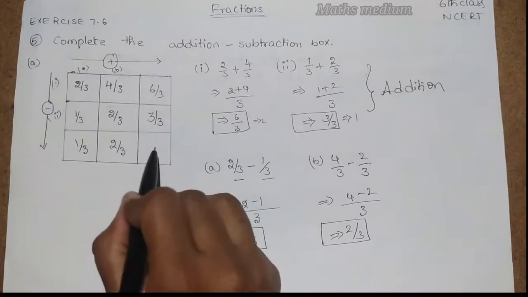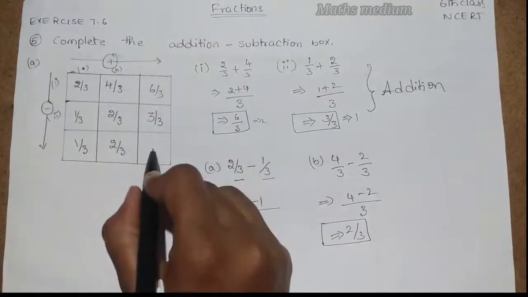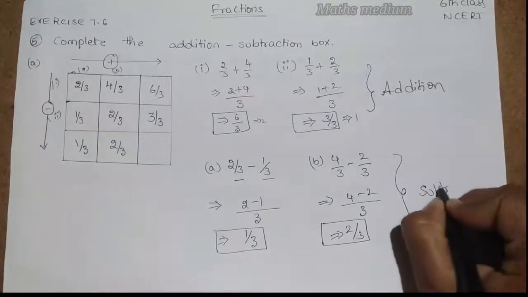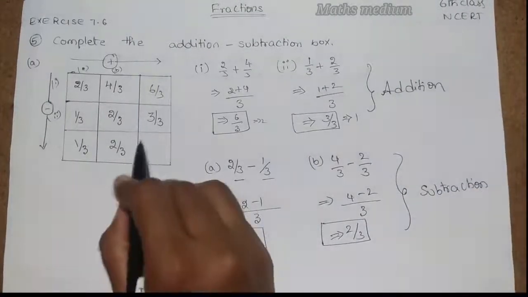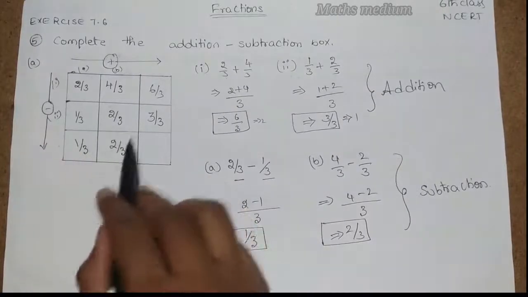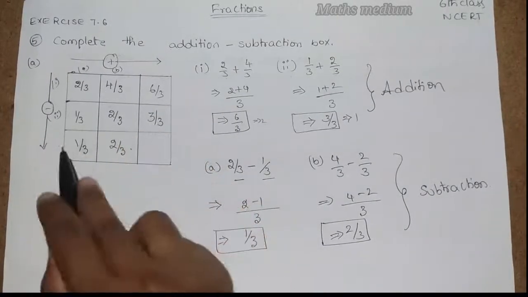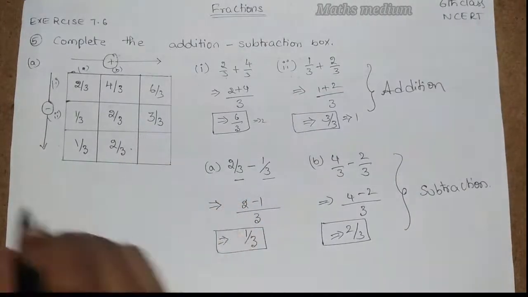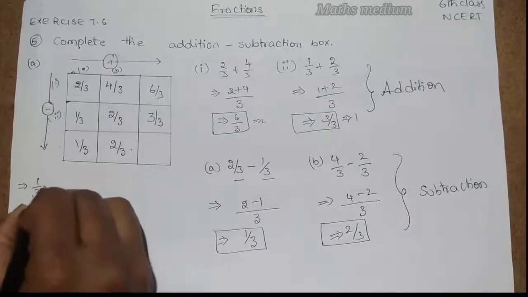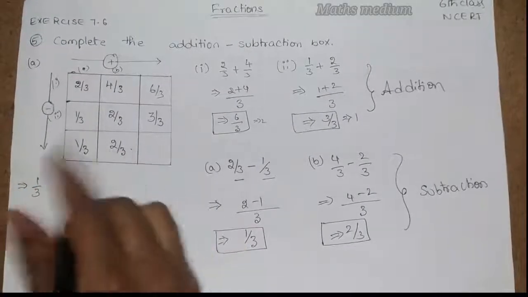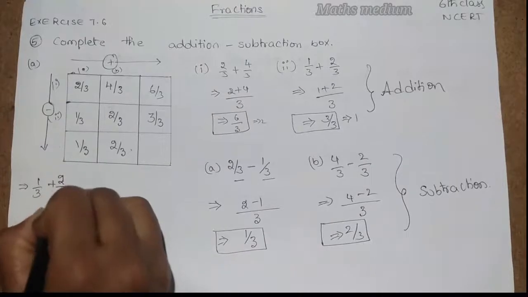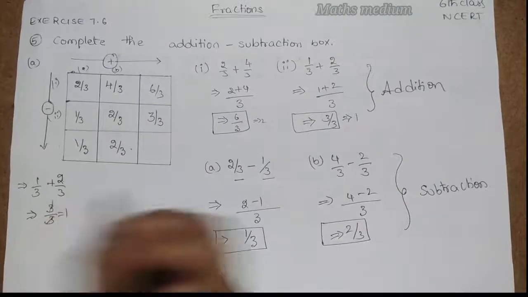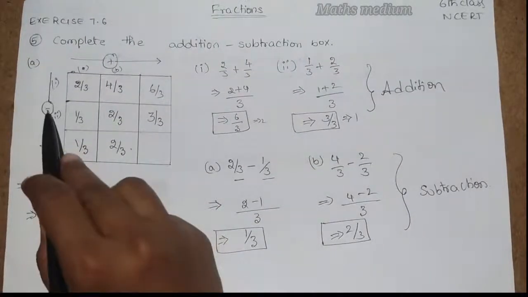Now we have to fill this box. So take this one and another as this one. So this is subtraction. Now we have to fill this box. In order to get this, I am solving this and this. We get the answer equally. See here, we get 1 by 3. In this case, we have to add. So plus 2 by 3. So we get 2 plus 1, 3 by 3. That equals 1. In another way, we have to subtract.